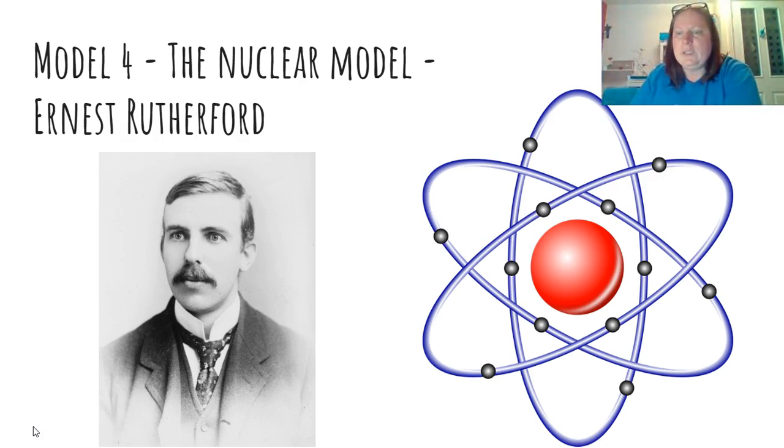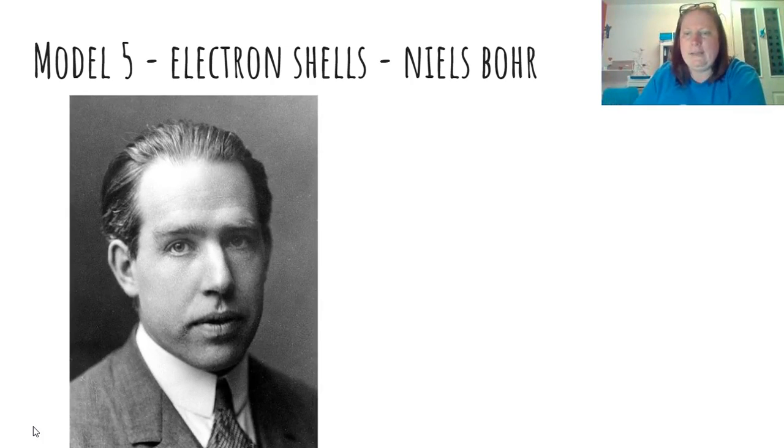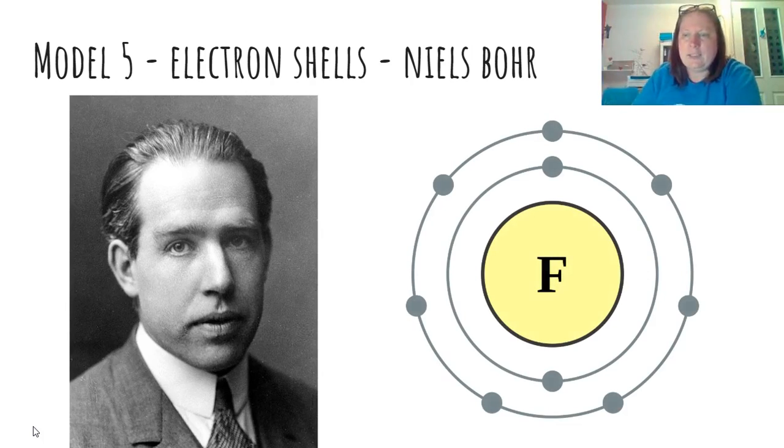And this is where we developed the first nuclear model of the atom. The nuclear model that resulted from the alpha particle scattering experiment was a positively charged nucleus surrounded by a cloud of negative electrons. The next scientist, Niels Bohr, said that he thought electrons orbited the nucleus, but they did it at certain distances away from the nucleus, which he called energy levels.